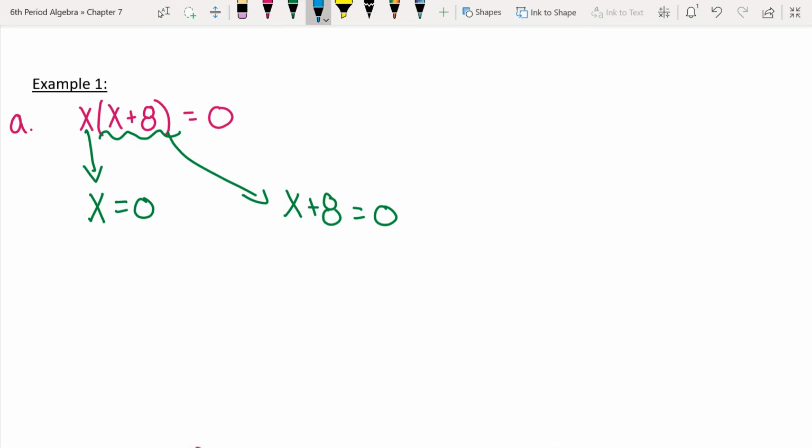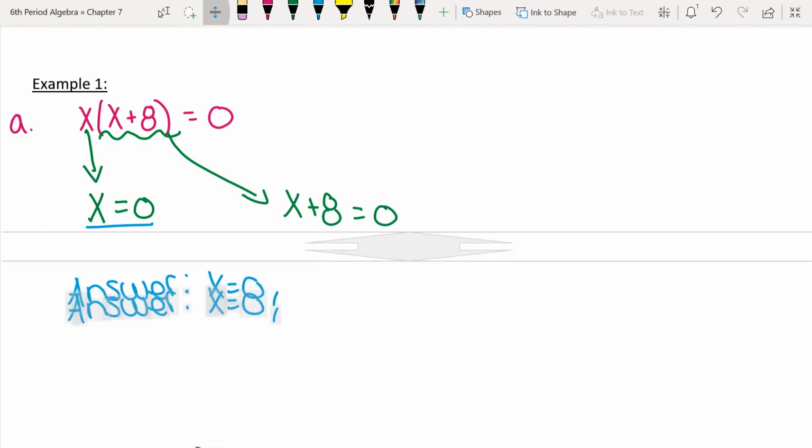Now what we have to do from here is actually solve for the variables. So we are going to have 2 answers. On the left, x is already by itself, so I can automatically say x equals 0. There's nothing I could solve for. x is already by itself, so I know that's one of my answers.